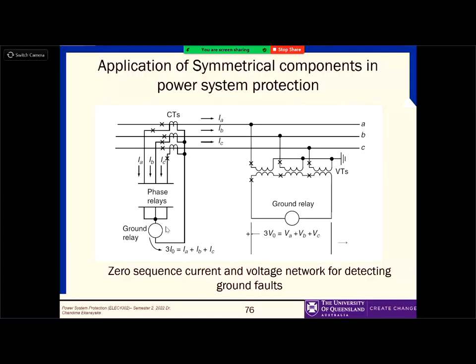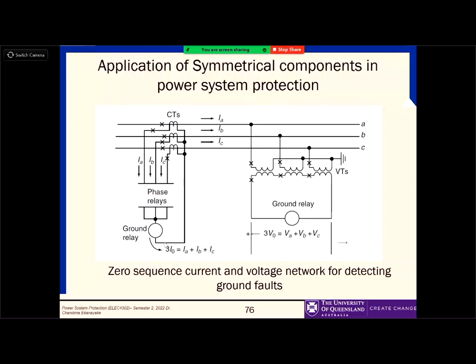And three times that, based on our previous explanations, the zero sequence current is 1/3 of the addition of these three currents. If you apply KCL, the neutral current is equal to the addition of these three currents. So we connect our relay in the neutral terminal, and that provides us information about the zero sequence component. It's very easy to calculate the zero sequence current using this sort of setup.